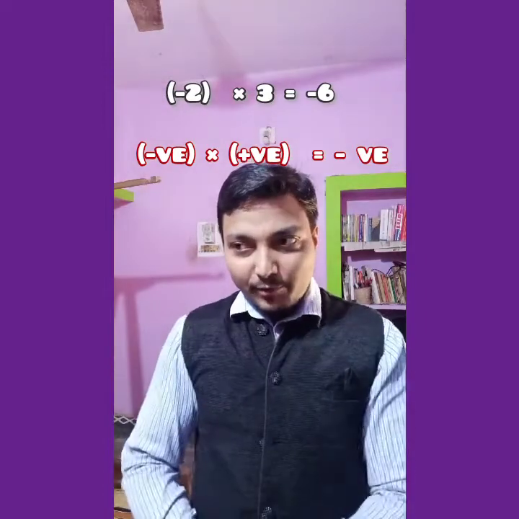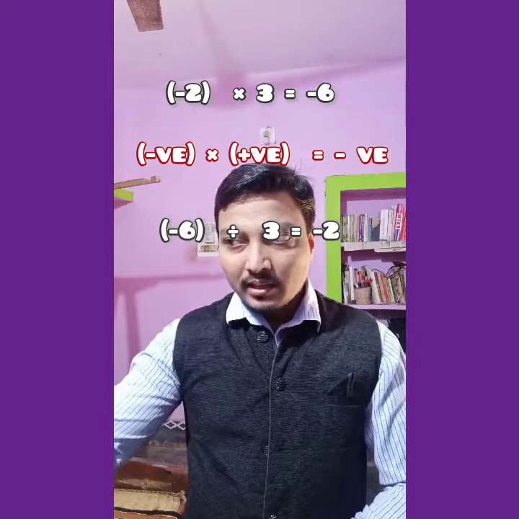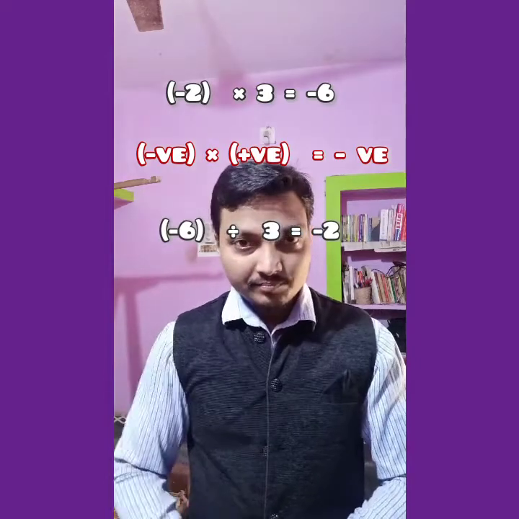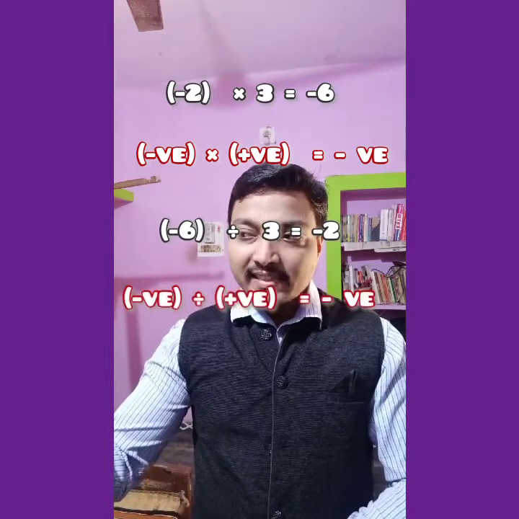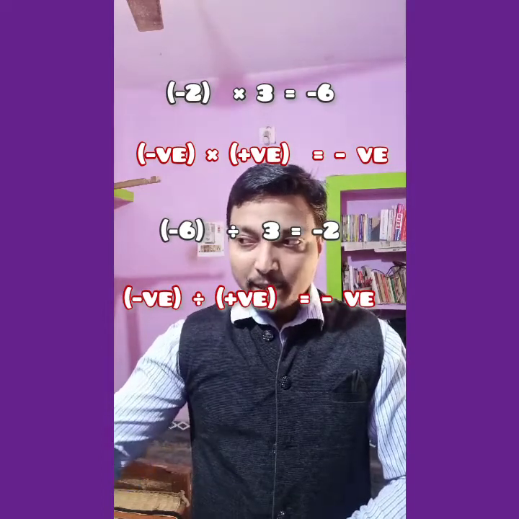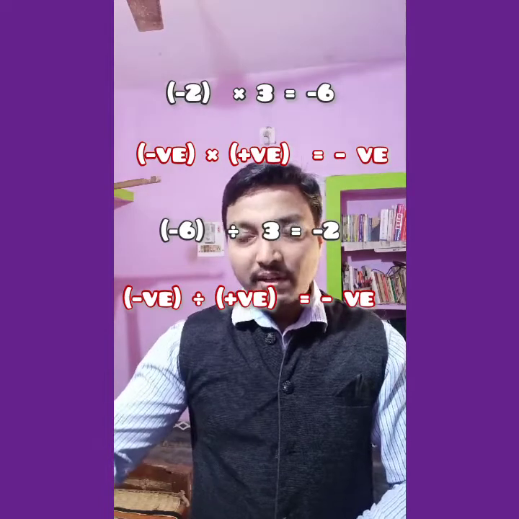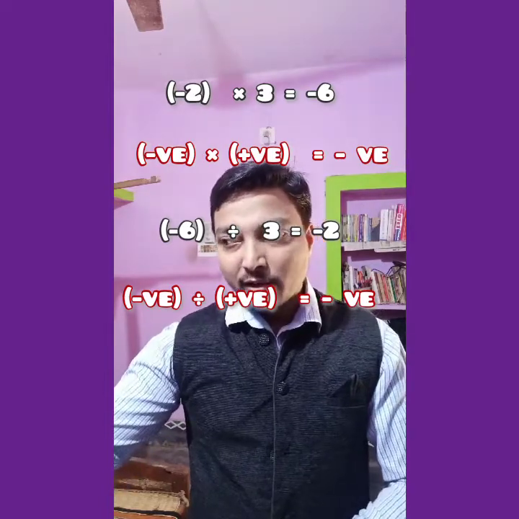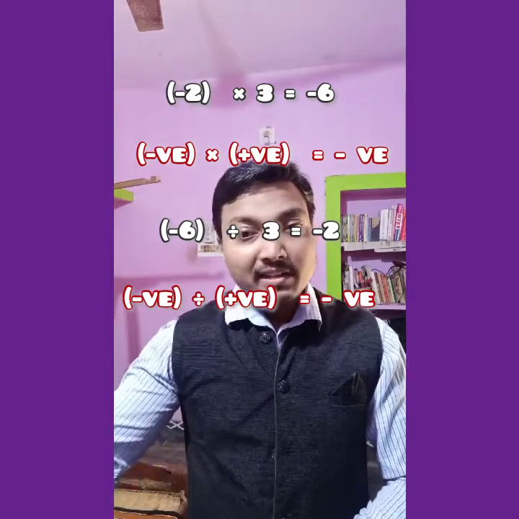So we will apply the formula. The product -6 we are dividing with one factor, +3. The result we are getting is the remaining factor, which is our -2. It means -6 divided by +3, the result is -2. It means negative divided by positive, the result is negative. Negative divided by positive, the result is negative.